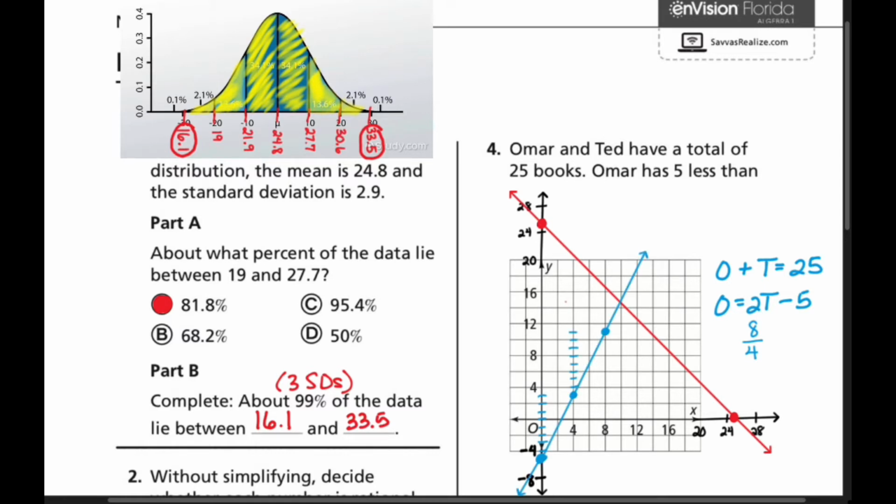I can make my other line. And they cross each other about right there, between when x is 10 and y is 15. So what that means is Omar has 10 books, and I said $10, it should have been 10 books, and Ted has 15 books. So ignore that it says dollars, it should just say books.